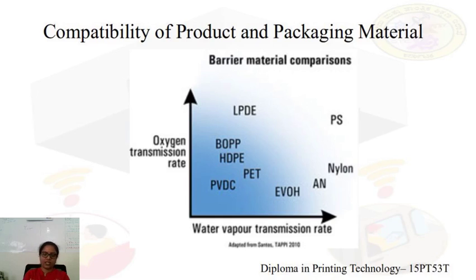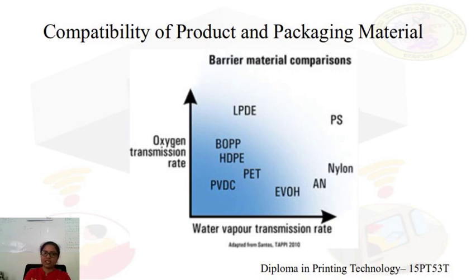Thus, it indicates a little less barrier properties can be got from these materials. BOPP is biaxially oriented polypropylene, HDPE is high density polyethylene, PET is polyethylene terephthalate and EVOH is ethylene vinyl alcohol. So these are the next level of packaging materials with a little lower oxygen transmission rate and water transmission rate.